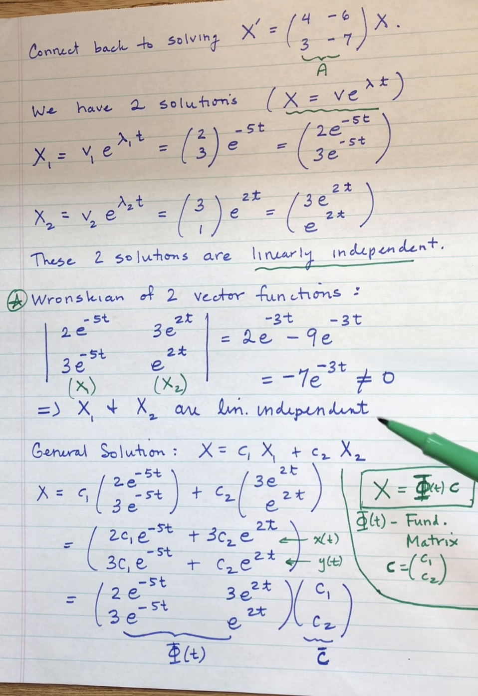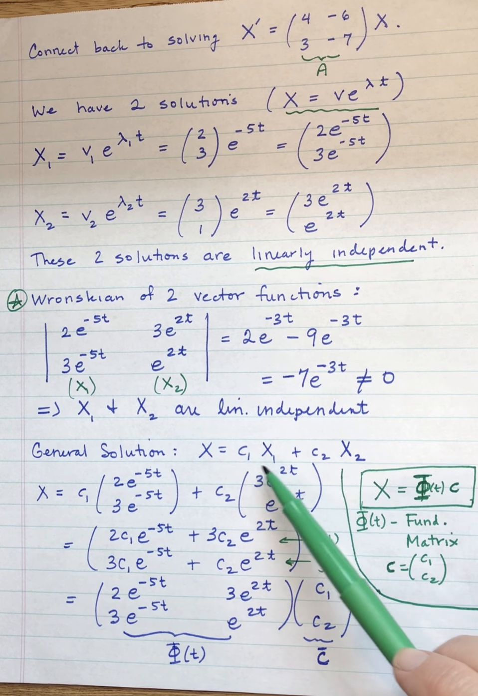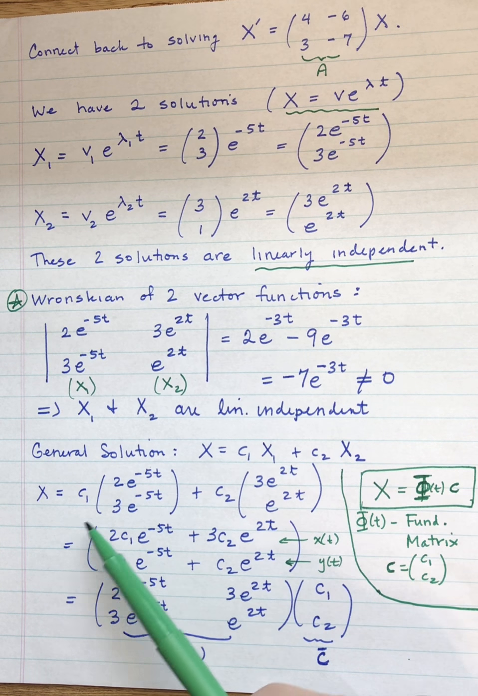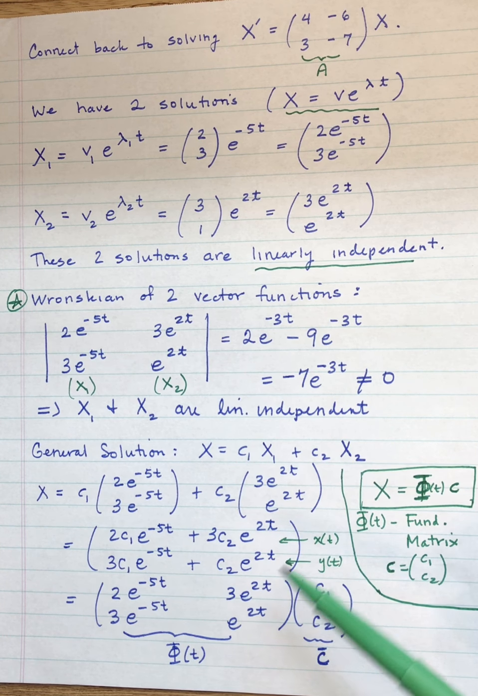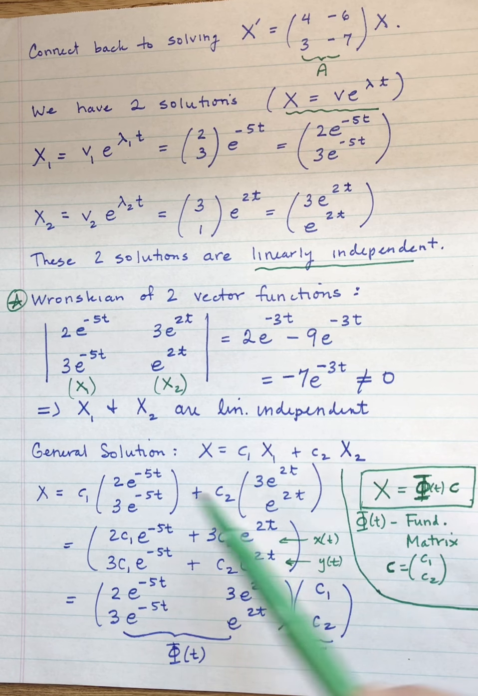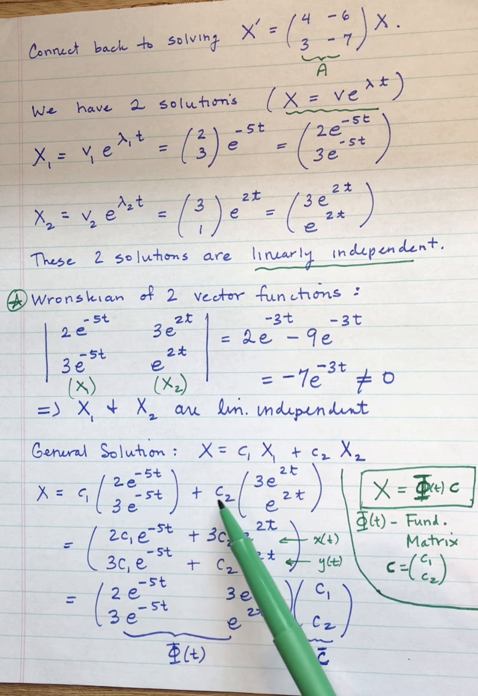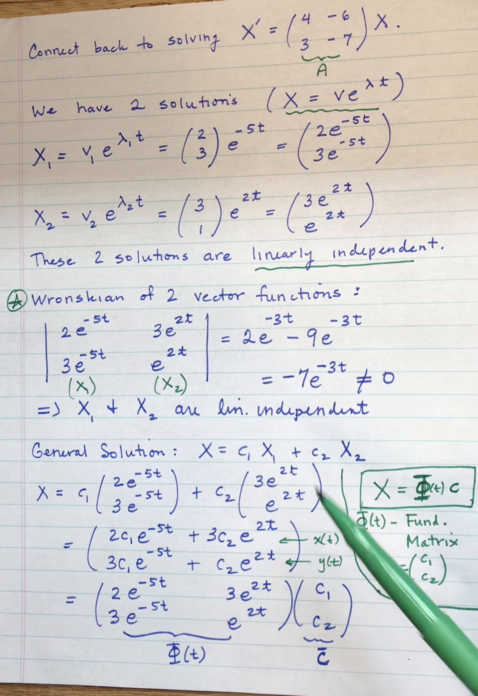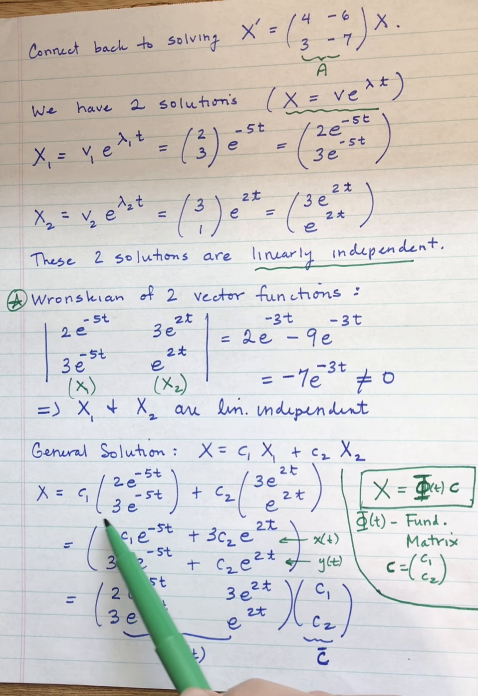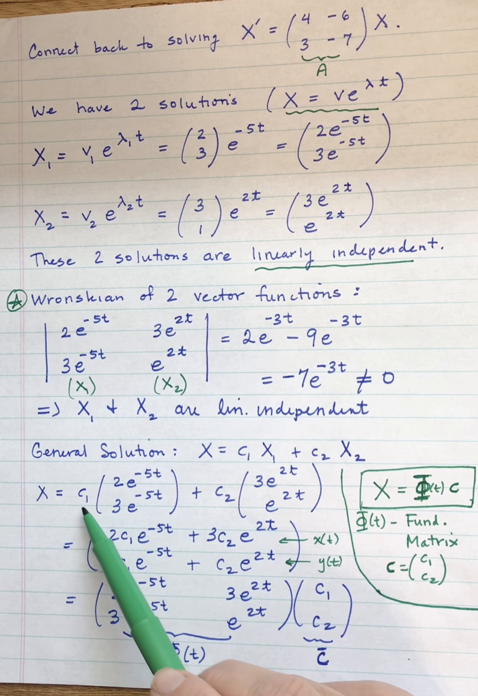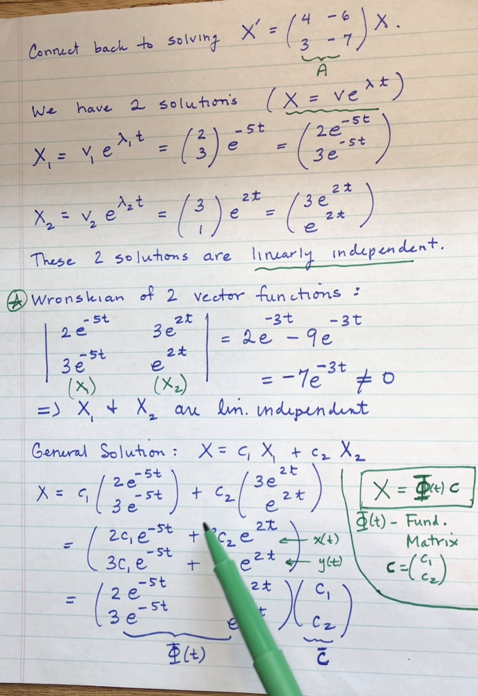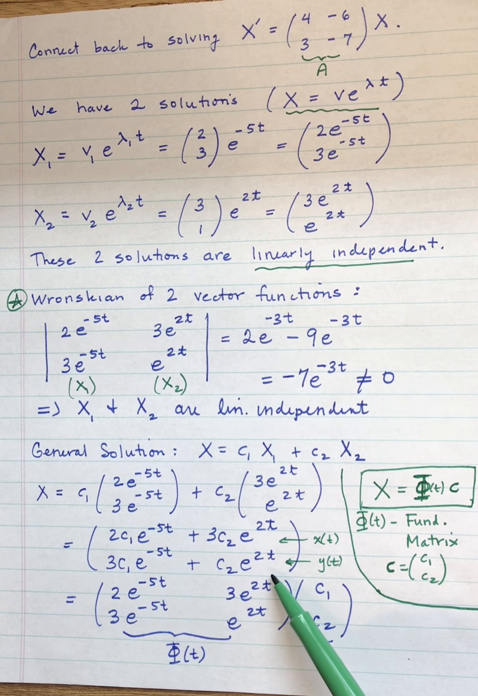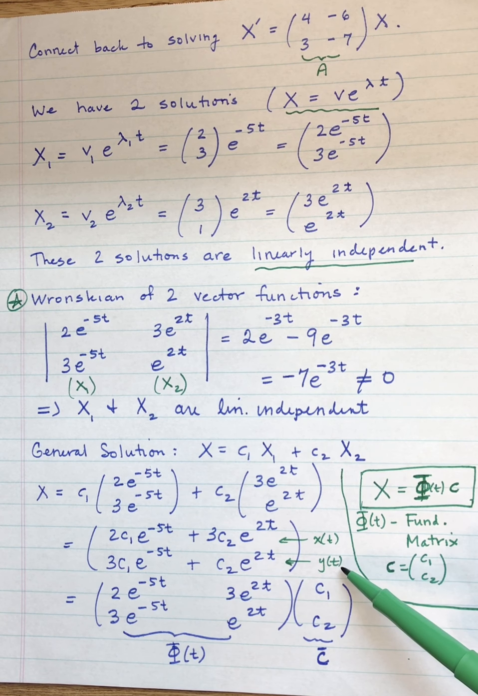Now to write out your general solution, you just take a constant times the first function plus a constant times the second. That's what we're doing here. If you multiply it out, this constant times this plus this constant times this gives you this first component. That's your little x of t. Doing the same thing on the second row, 3c sub 1 e to the minus 5t plus c sub 2 e to the 2t. That gives you your second component. So that's the little y of t.